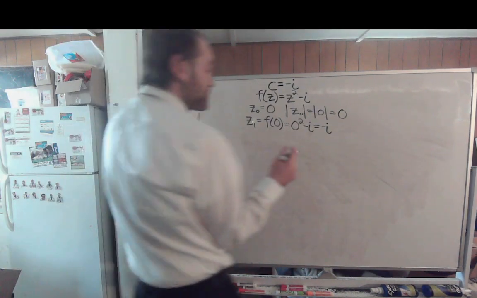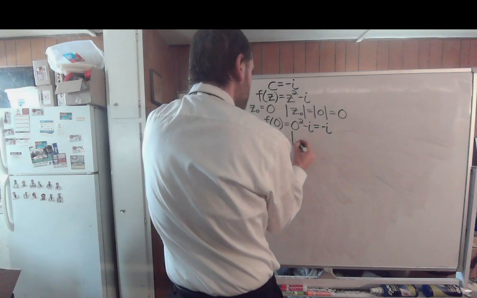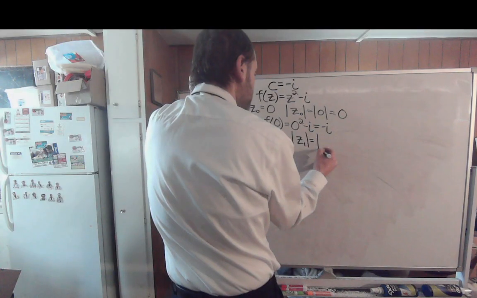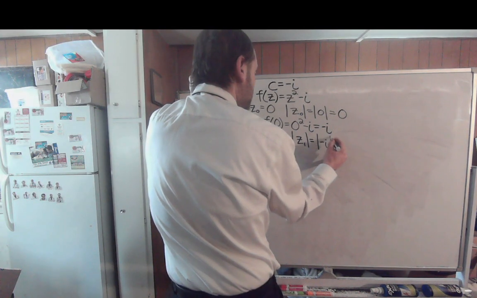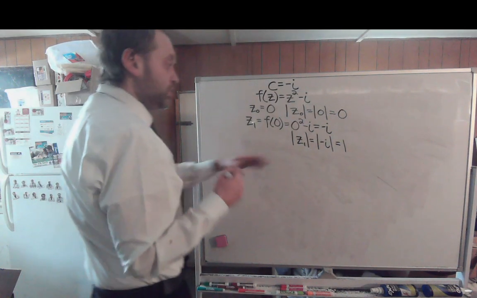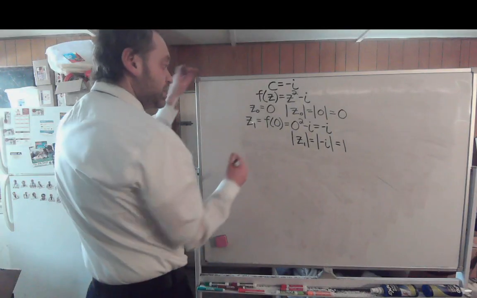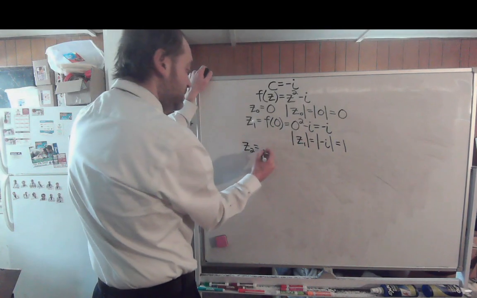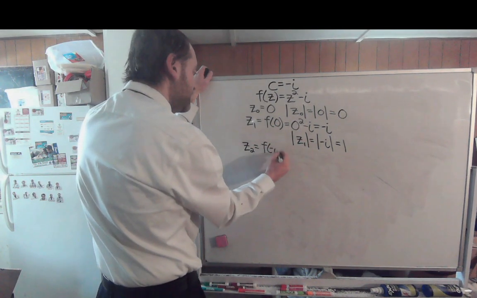Now, the absolute value of z sub 1 would equal the absolute value of -i, which would just be 1. So you get an absolute value of 1. Okay, let's find z sub 2. Z sub 2 is simply f of z sub 1, which would be f of -i.